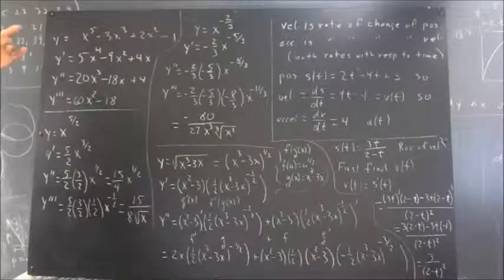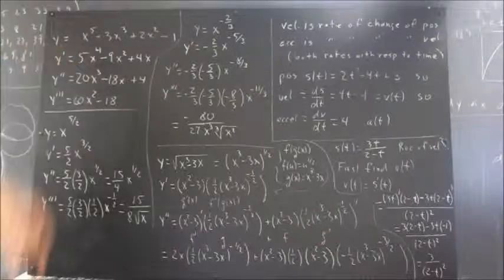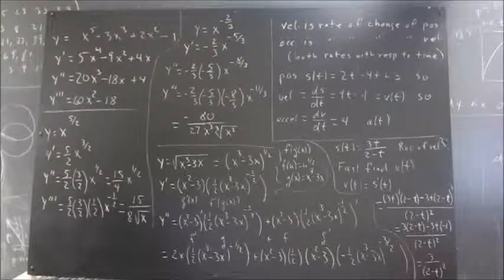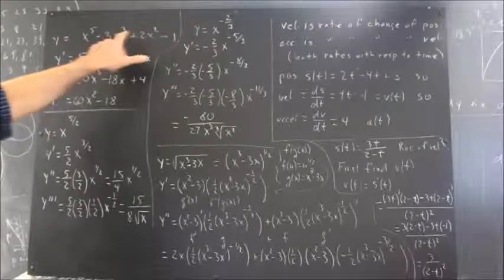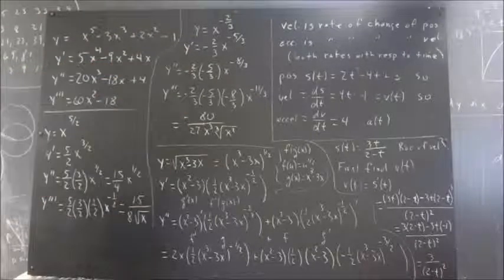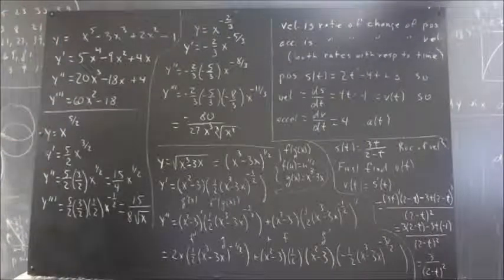We calculate the first, second, and third derivative of the function y equals x to the fifth minus 3x cubed plus 2x squared minus 1. Very straightforward if we know the rule for a power function.